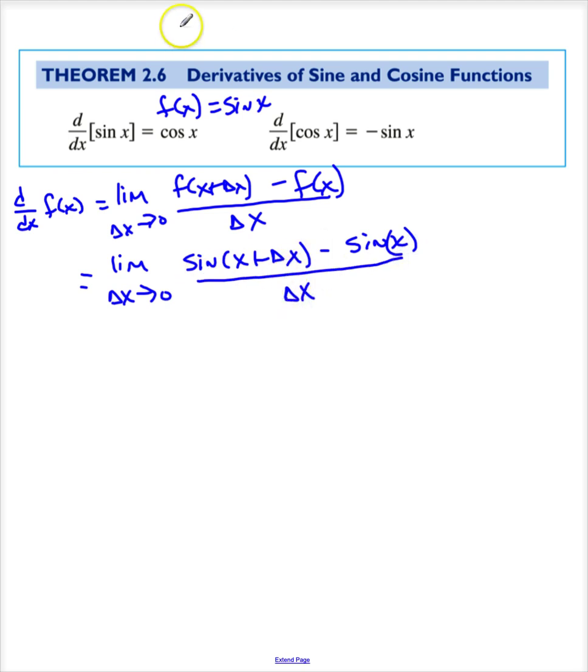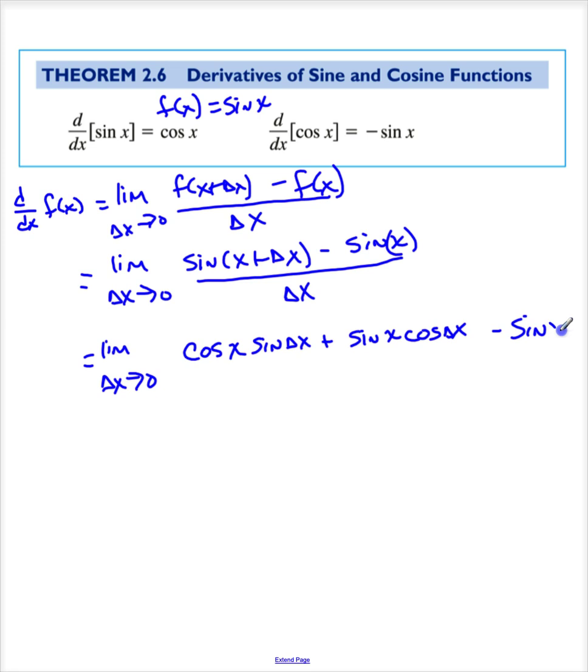Now you're going to need to use a trig identity. Sine of a plus b is equal to sine a cos b plus cos a sine b. So this is the limit as delta x goes to 0. I'm going to break this part up. So this is cosine x, oh, I did that backwards. That's okay, it's a sum. Sine delta x plus sine x cosine delta x minus sine of x, all over delta x.